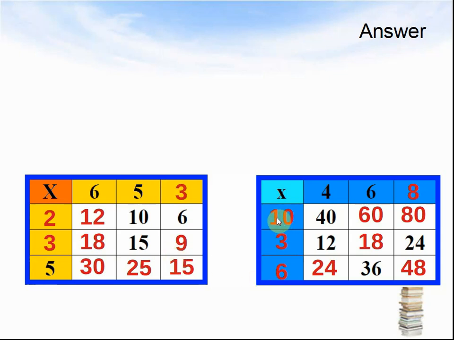And the second grid. 10 times 4 is 40. 10 times 6 is 60. 10 times 8 is 80. 3 times 4 is 12. 3 times 6 is 18. 3 times 8 is 24. 6 times 4 is 24. 6 times 6 is 36. 6 times 8 is 48. Let's look at the next question.